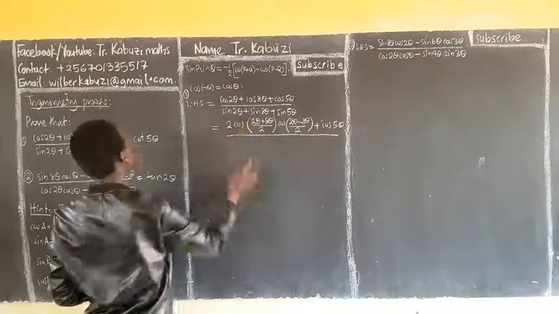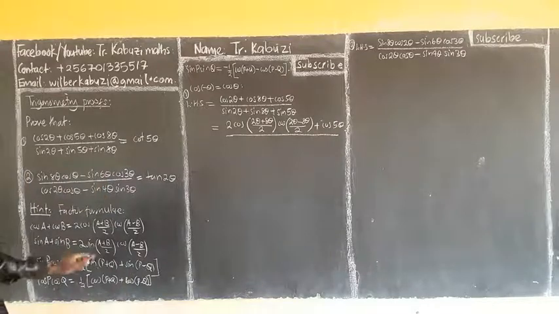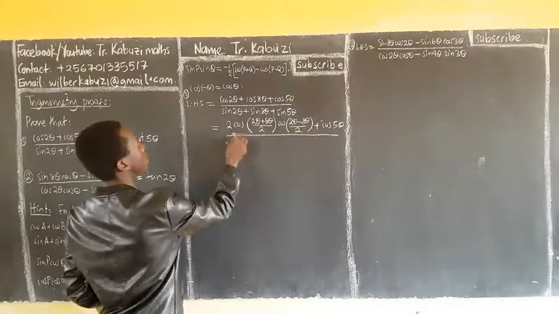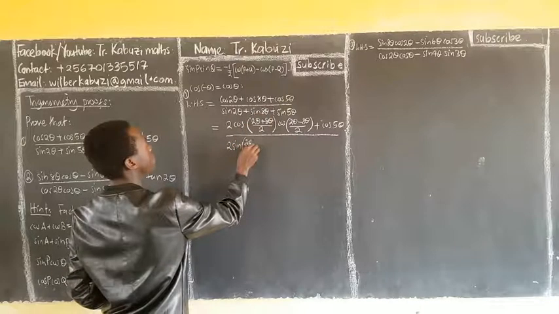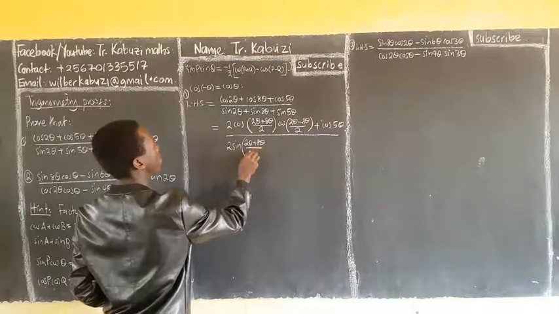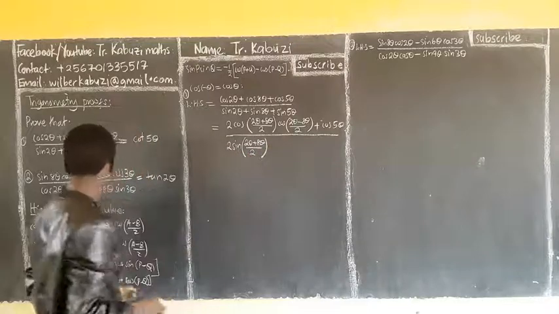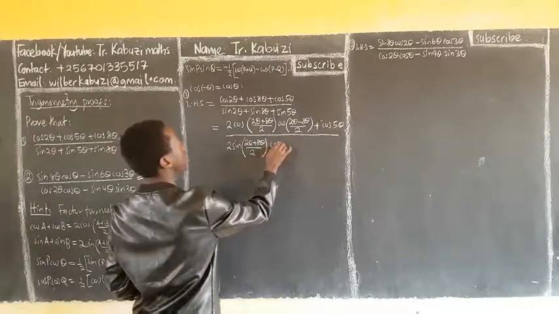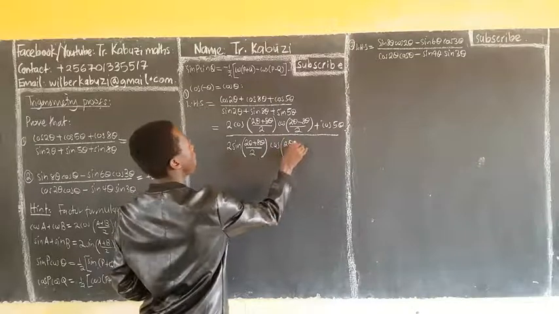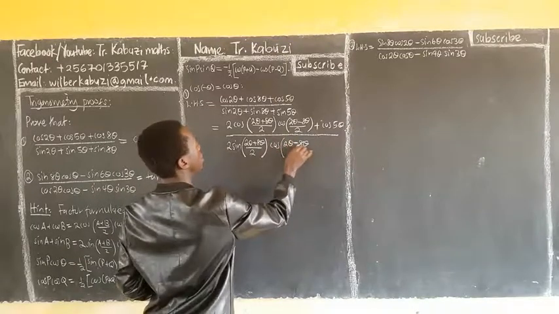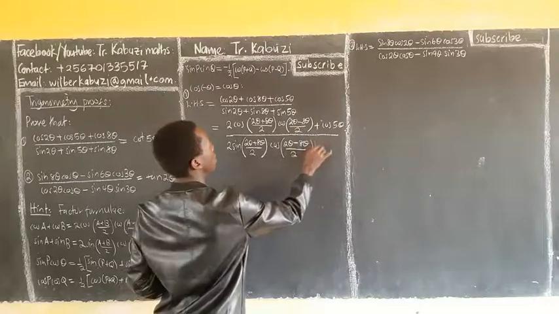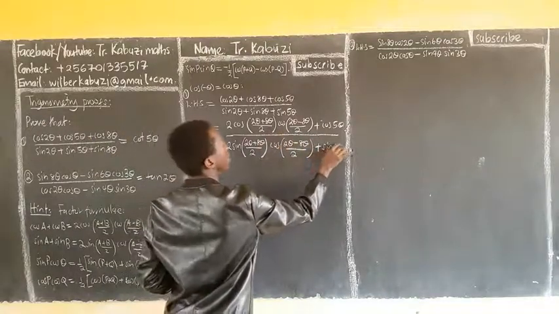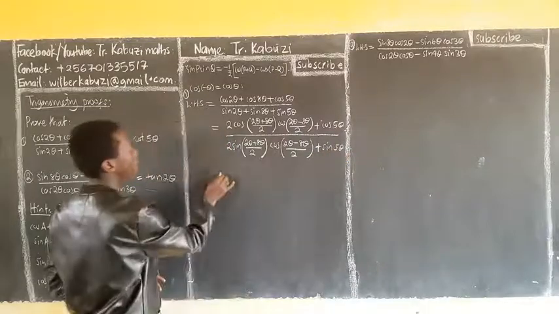Now here it's sine plus sine. Sine plus sine, this is how we handle it. I'll be having 2, this plus this. Then for sine, we bring in the cos when we are subtracting the angles. Then plus sine 5 theta. So let's simplify and see.